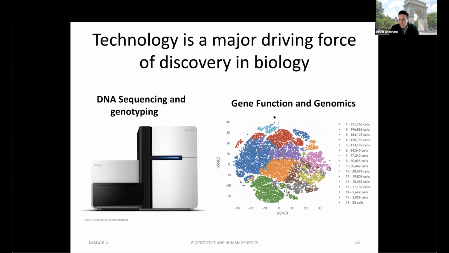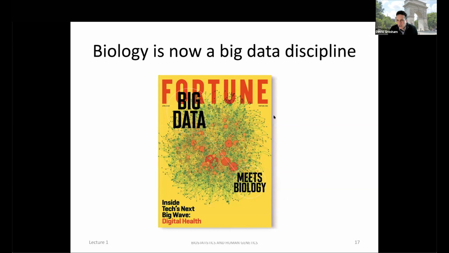And so why this course is important is because these technical advances have made biology now a big data discipline. You might have heard of big data. It's the hot topic at the moment, and data science. But in biology now, we generate data sets that are massive, on the scale of 10 to the 9 pieces of information per experiment is pretty standard now.